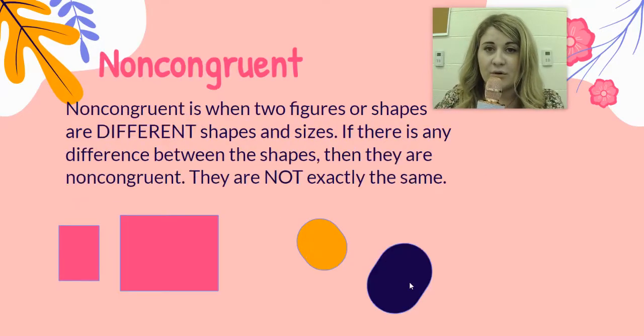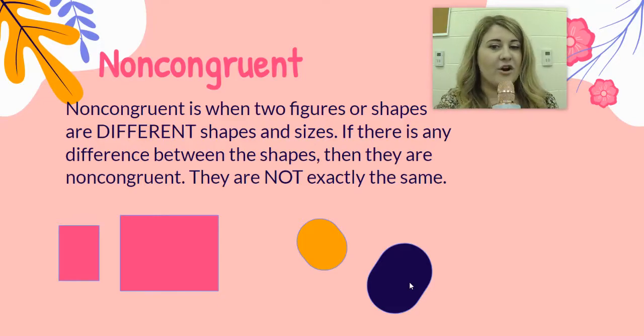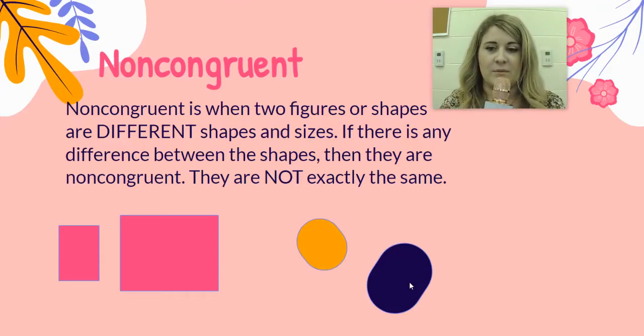Next, we have non-congruent. Let's tap this word out. Non-congruent. One more time. Non-congruent. Non-congruent is when 2 figures or shapes are different shapes and sizes. If there is any difference between the shapes, then they are non-congruent. And if there's any difference between the size of the shapes, they are not congruent. They are not the same. So non-congruent means not. Our prefix non means not. So not congruent is what we're saying here.